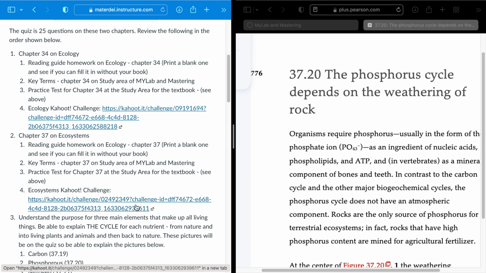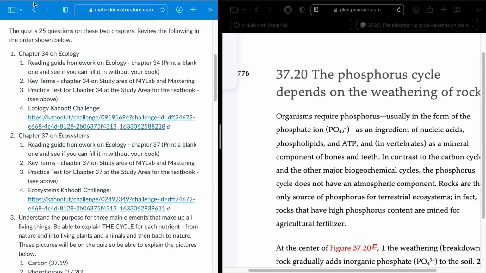And then there are practice test questions for both chapter 34 and 37. I also gave you Kahoots on these, but really, do these in the correct order. Don't just do number 4. It has the lowest payout. If all you're going to do is study for 10 minutes, the reading guides are your way to go. If you're going to study for half an hour, then open up the textbook and review the key terms and so on. So let me show you some of the tools in the textbook.